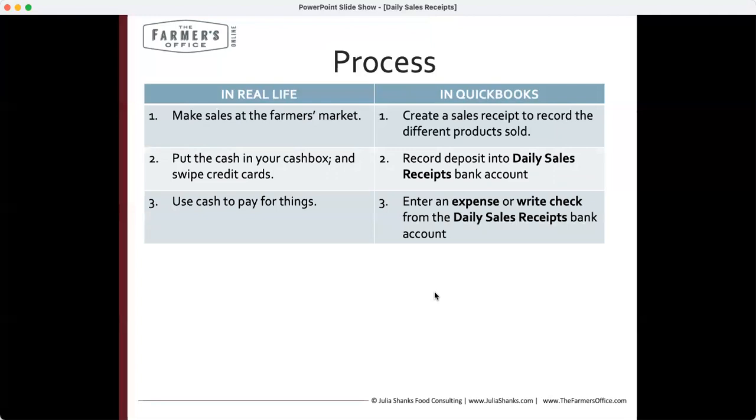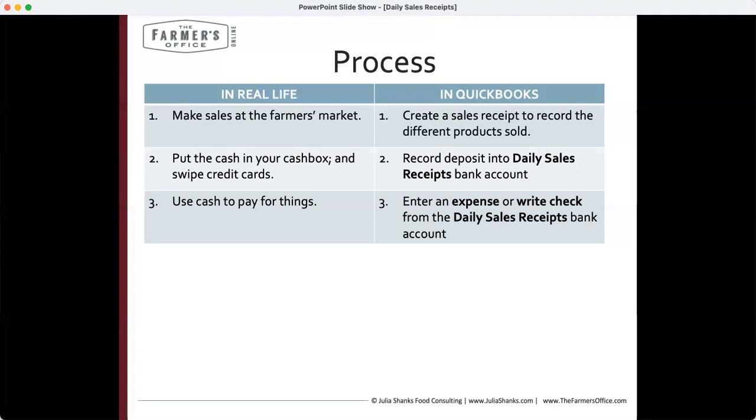Then you may use cash to pay for things. You might go into the cash drawer and take $50 out to run to the hardware store to pick up something. You may buy gas, you may pay an employee, all sorts of things. The cash evaporates.